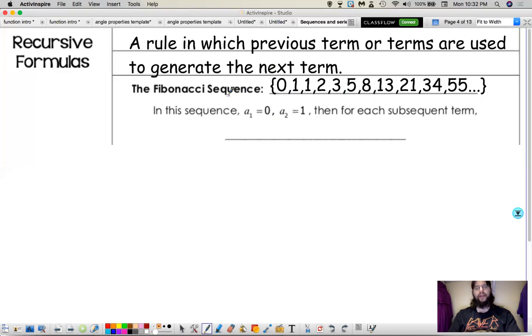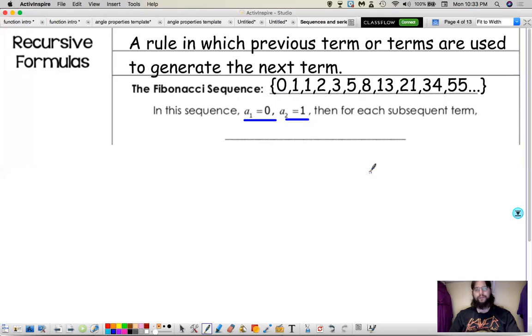Yeah, so Fibonacci, it's a recursive formula. You take the first two numbers, which are always 0 and 1, and you add them together. That gets you your next number. You take the previous two numbers: 1 plus 1 is 2, 2 plus 1 is 3, 3 plus 2 is 5, 5 plus 3 is 8, 13, 21, 34, 55, et cetera, forever and ever.